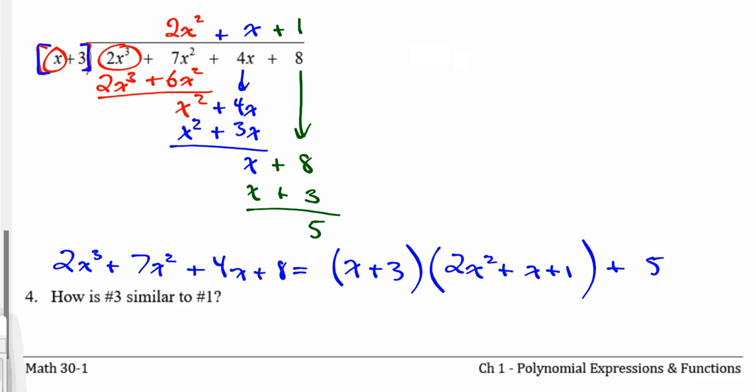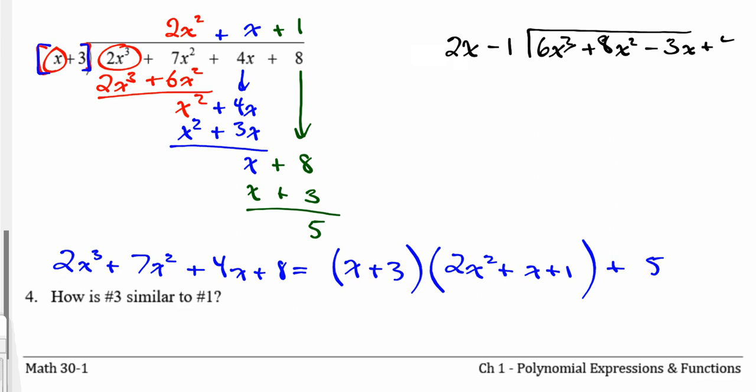So, because I want to demonstrate that we could have a polynomial with negatives in it as well. Suppose instead our question was, let's say, 2x minus 1 into 6x cubed plus 8x squared minus 3x plus 4. So suppose we had that.